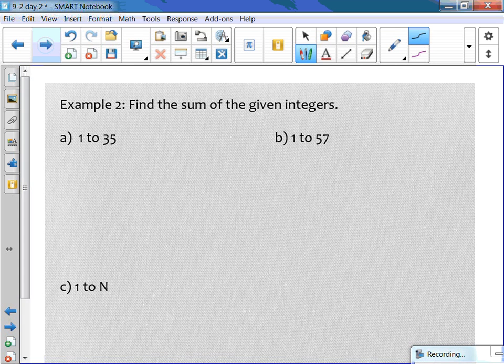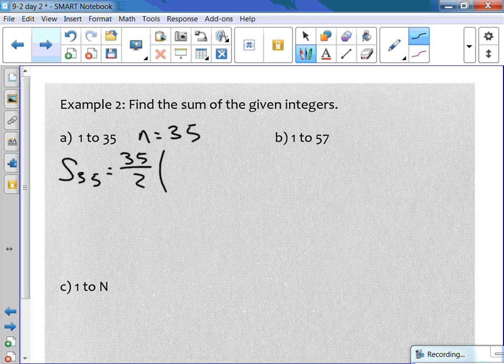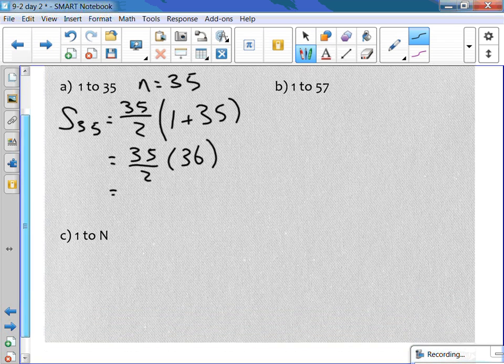What about adding up the integers from 1 to 35? Well, first of all, what is my n? 35. Right, so here we have our sum: 35 over 2. My first term is? 1. My last term? 35. So that's 18 times 35.